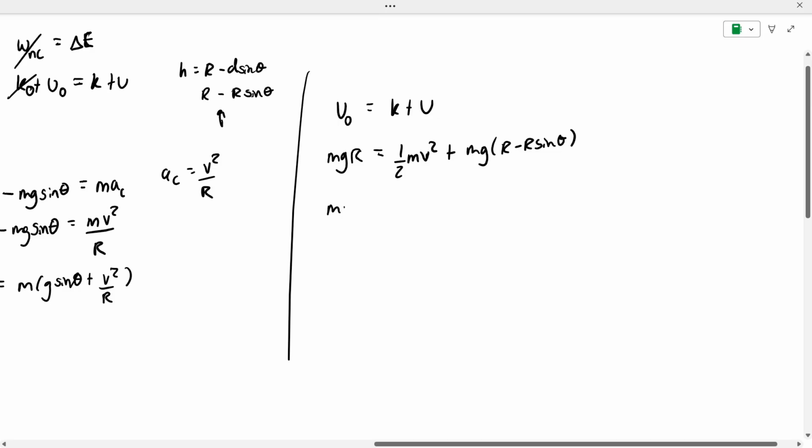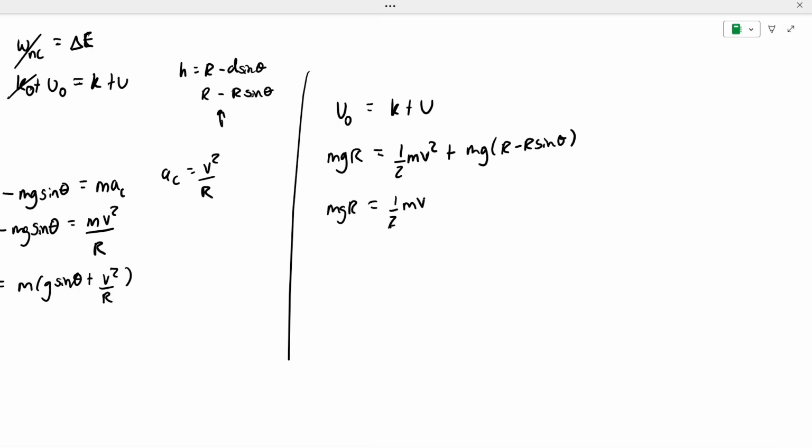Okay, this is a lot of steps, which is why it's a 3-star problem, but let's just expand this out. So we can cancel this, and then bring this to the other side.